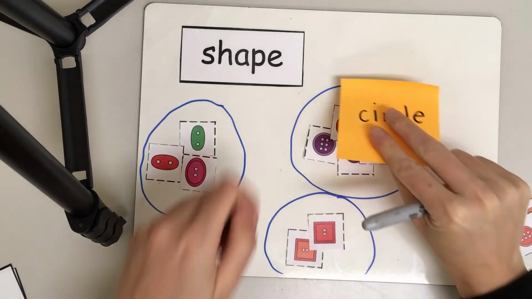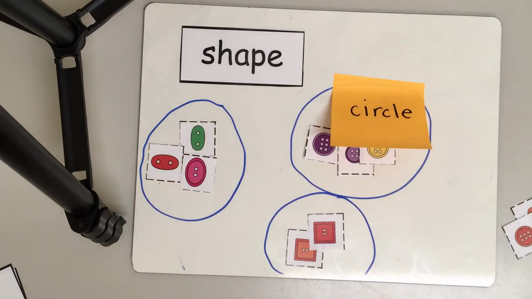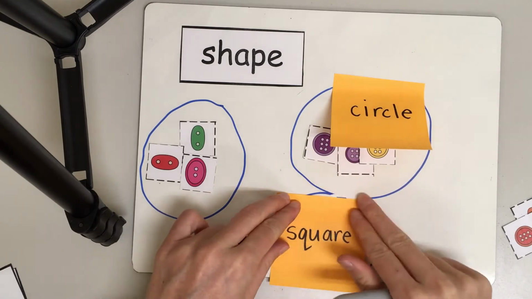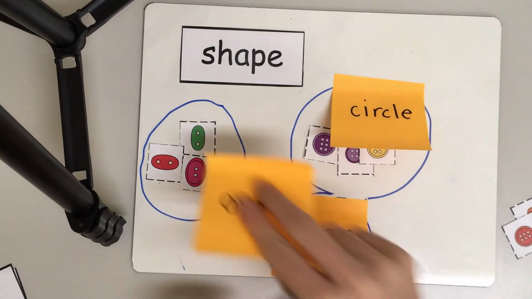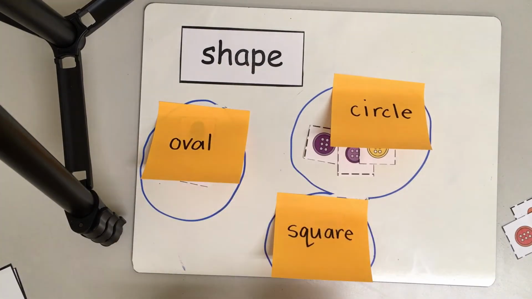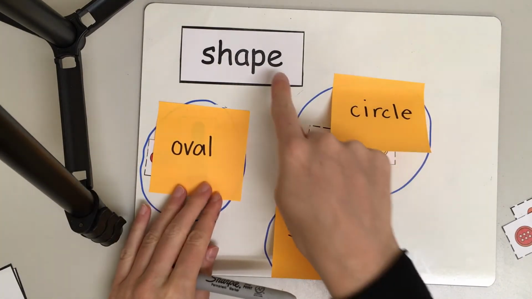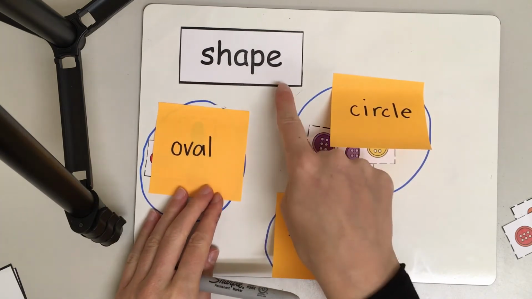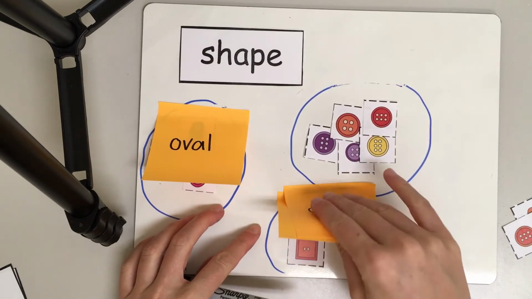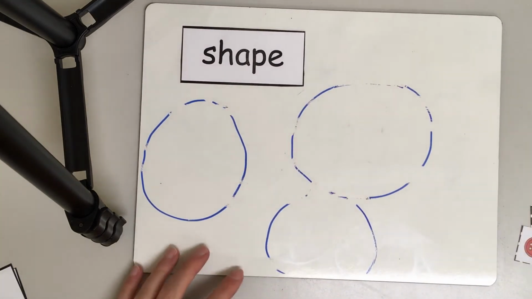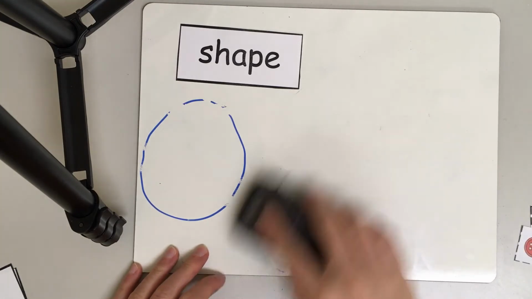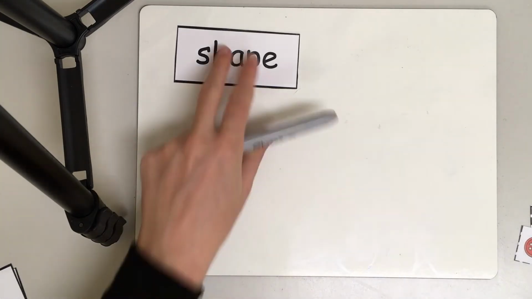I'll call this group the circle group. I will call the next group the square group. And my third group will be called the oval group. I organized or sorted my buttons paying attention to the attribute shape. That's still not the only way I can organize or sort the buttons. So far we've practiced sorting the buttons paying attention to the attributes color and then shape.